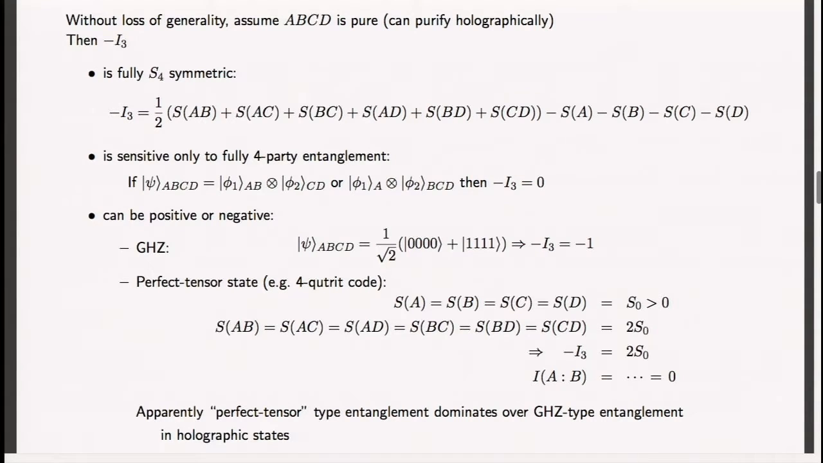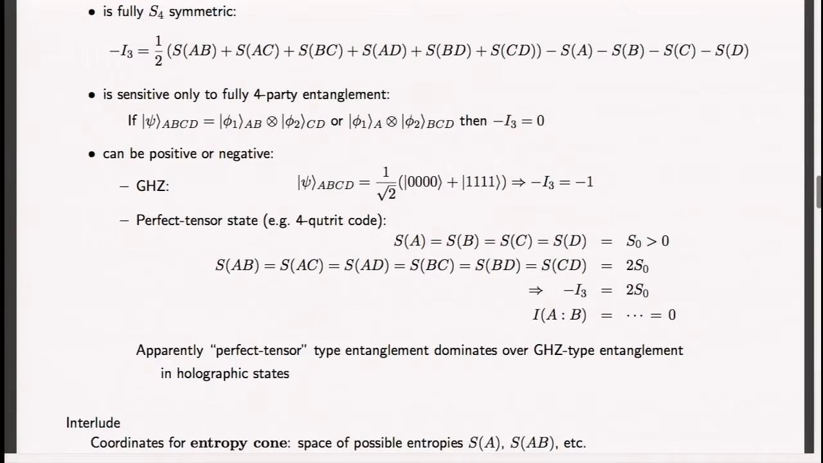If I just had a bunch of EPR pairs plus a bunch of three-party GHZ things, does that give me 0 or something? Anything which is not fully four-party gives you 0. So three-party GHZ, three-party W, two-party whatever, all that stuff does not contribute to minus I3.